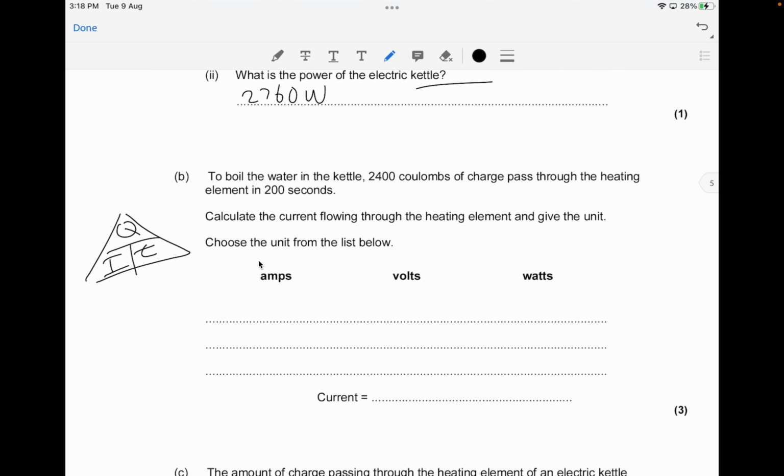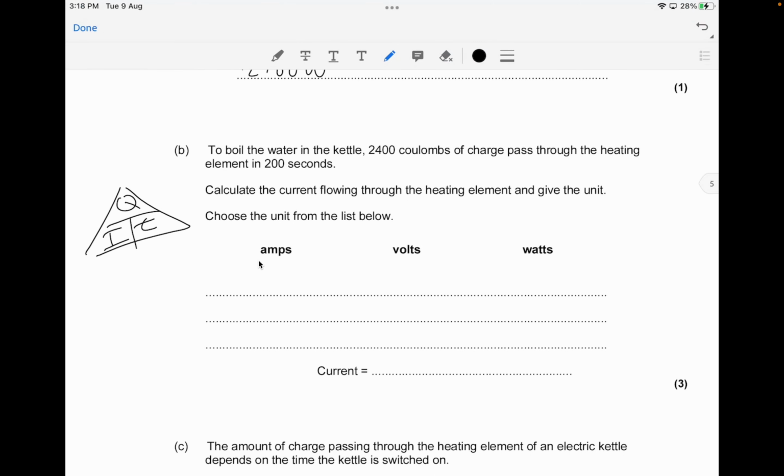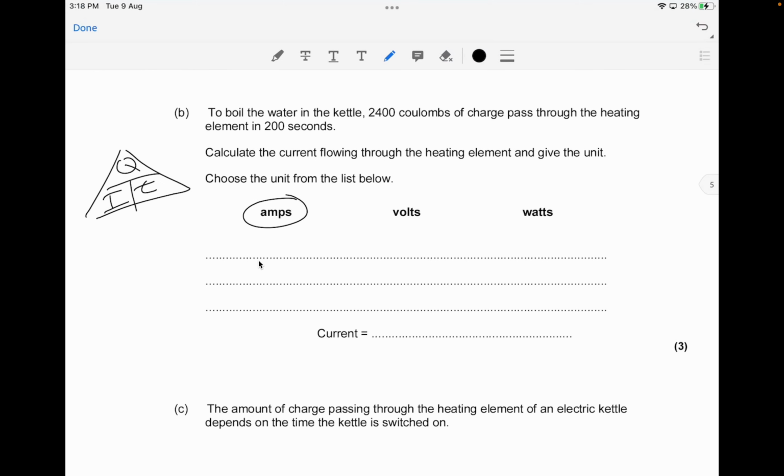Now, the next question is that to boil the water in a kettle, you need about 2,400 coulombs of charge to pass through the heating element in about 200 seconds. You have to calculate the current flowing through the heating element and give the unit. The unit of current is amps, which you all should know. You're going to circle that up, and we're going to use that in the answer below, all right?